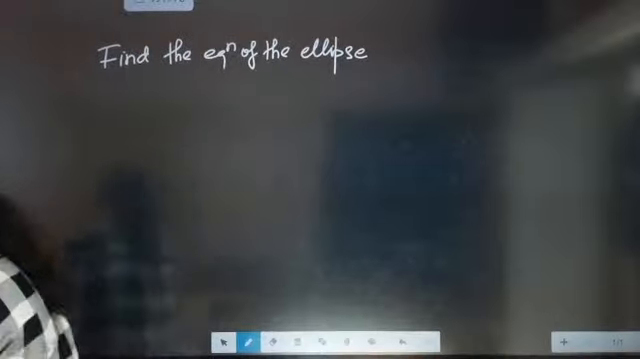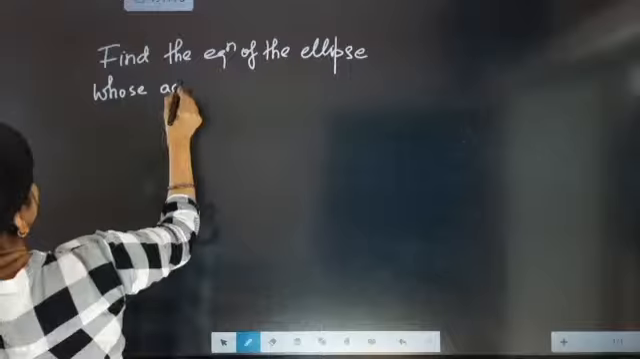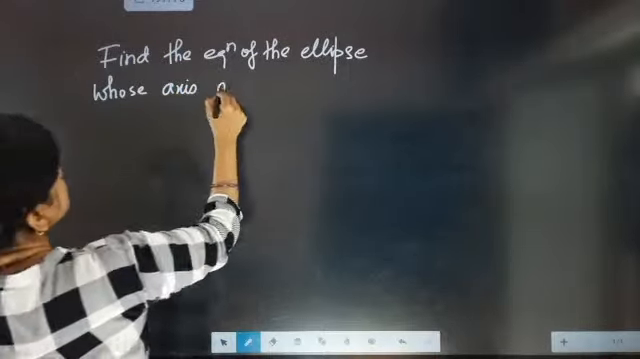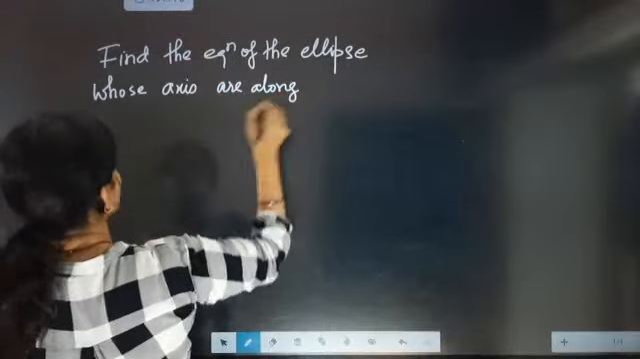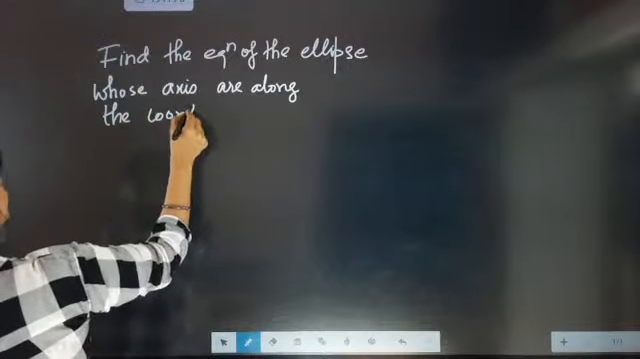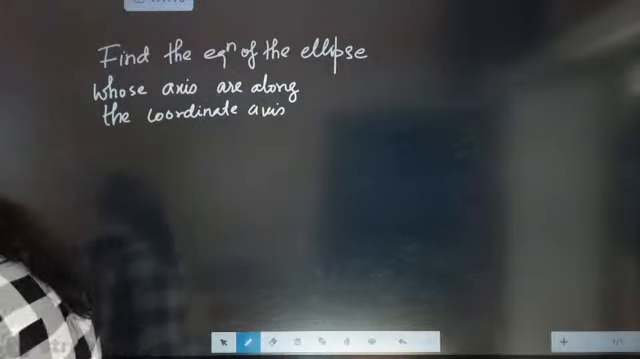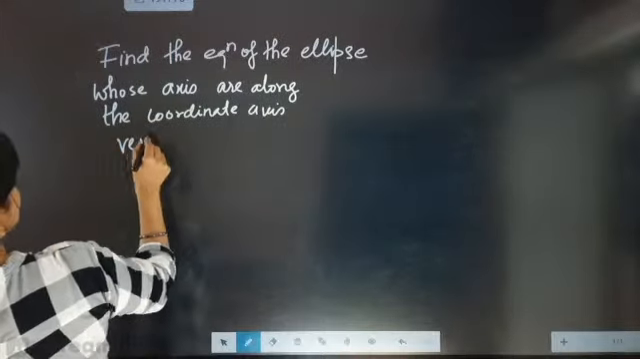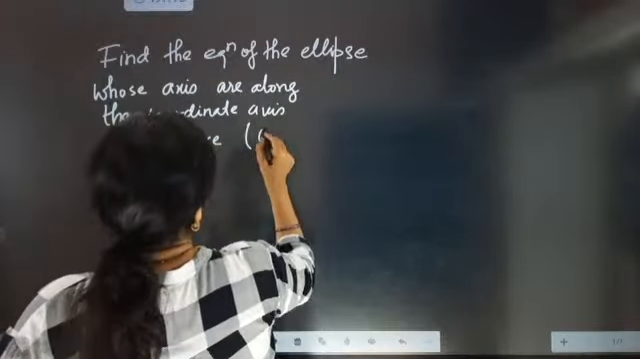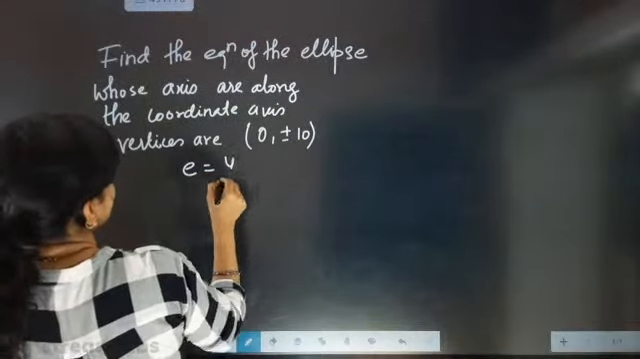Find the equation of the ellipse whose axes are along the coordinate axis, vertices are 0, plus minus 10 and eccentricity is 4 by 5.